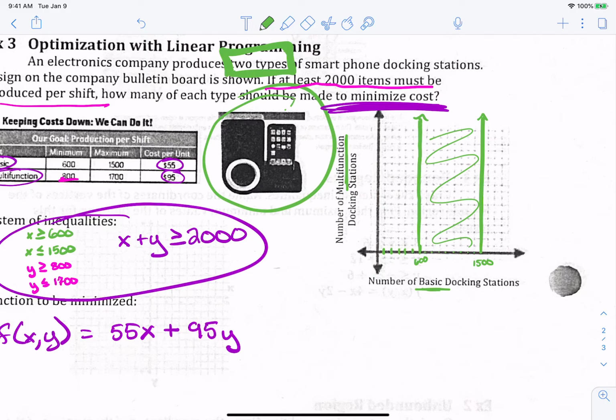All right, the other ones, I'm going to do those in pink because that's what my y's are. Y is greater than 800 but less than 1700. So I'm going to go up on the y's. 1, 2, 3, 4, 5, 6, 7, 800 is here. And 9, 10, 11, 12, 13, 14, 15, 16, 1700 is here. Okay, so 800, draw a line. That's 1700, draw a line.